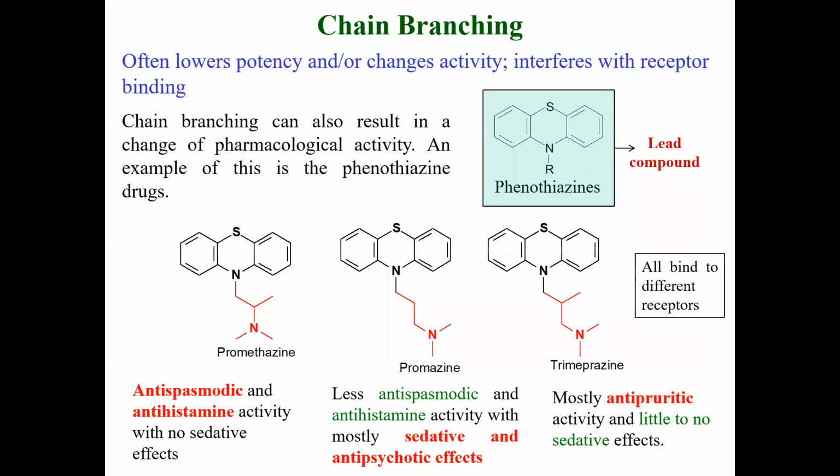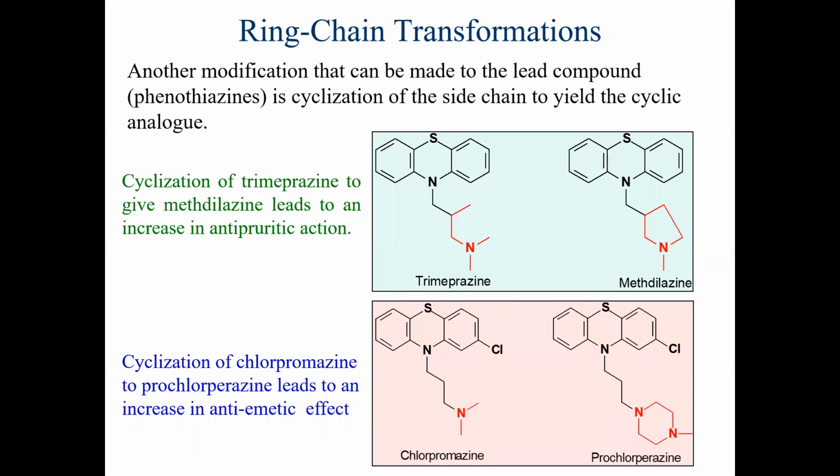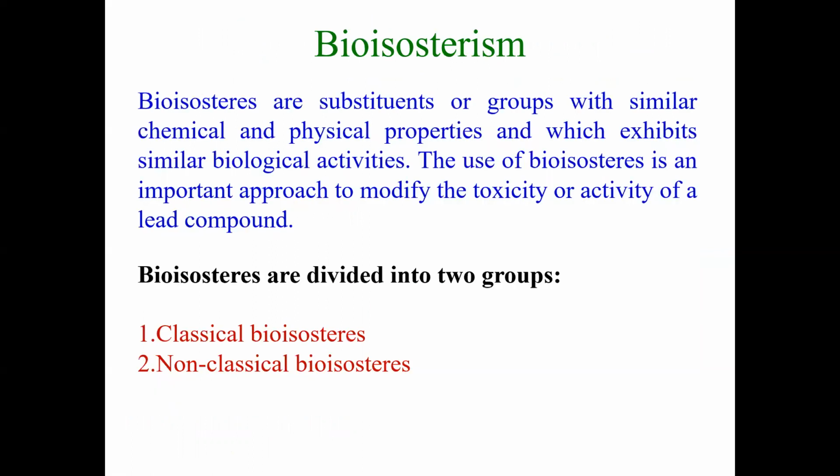So ring chain transformation, chain branching, and homologation are old strategies that we use in drug design and discovery, but they're still applicable today, because if you build on your structure-activity relationships, you can use all of these techniques and then optimize your molecule by looking at the biological effects and ADME properties and the differences thereof. Then bioisosteres.